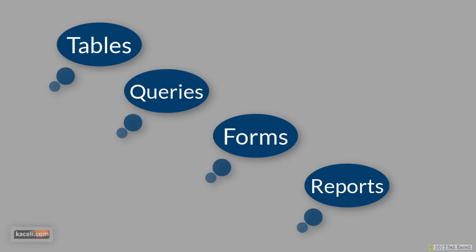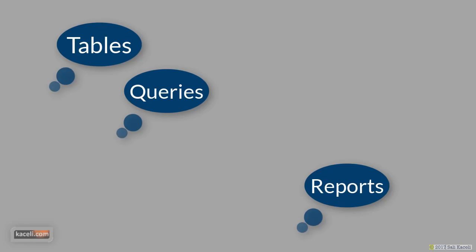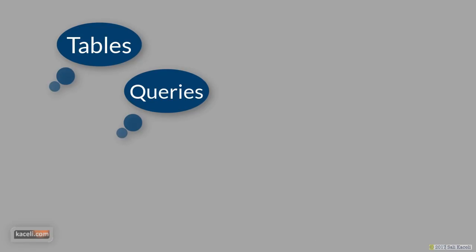Tables, that's where the data is stored within the database. Then the queries retrieve specific data from the tables or other queries and display only the data that you specify. Queries allow you to ask questions about the data in your tables. For example, I want just the first name, last name, and email address.